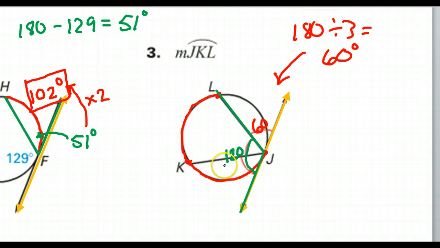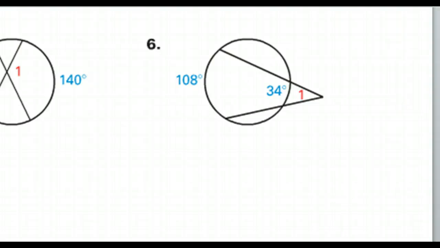So if I want to find the red arc, I have to double it. So this should be 240 degrees. It's just 120 times 2. Okay, so that's number 3. So what's next? Let's look at number 4.